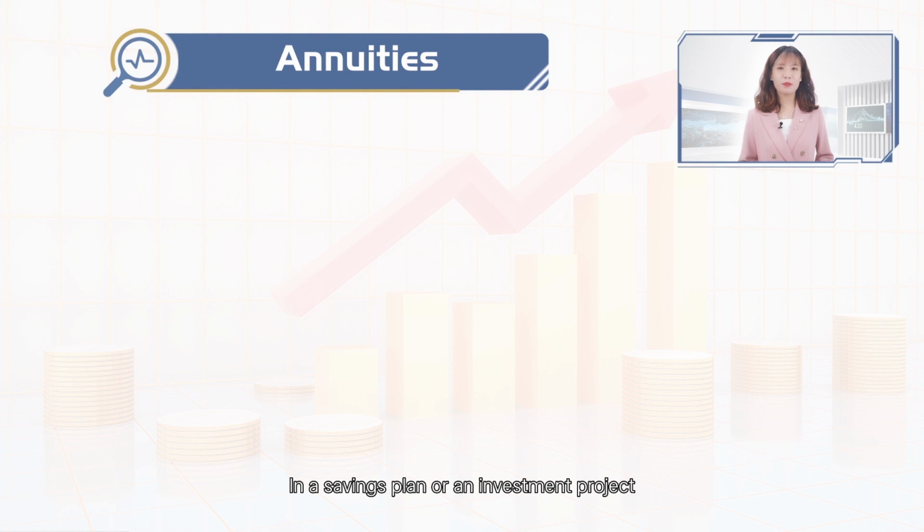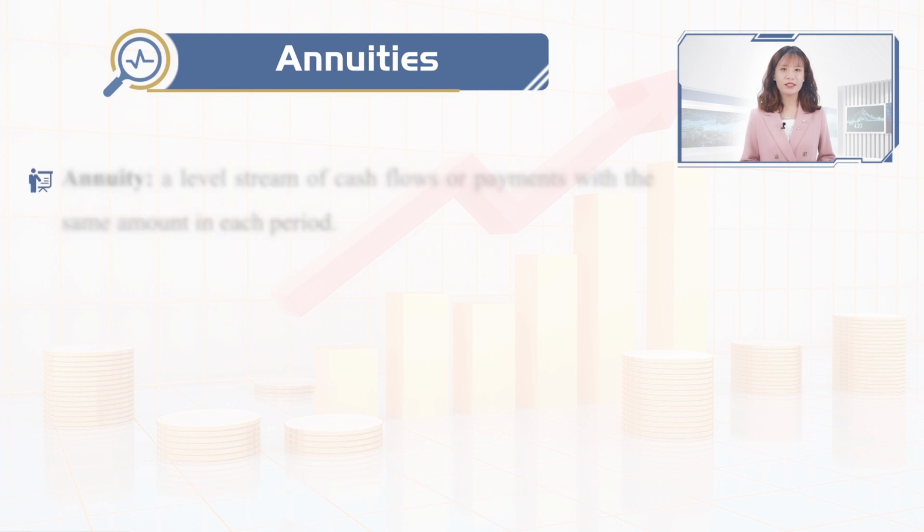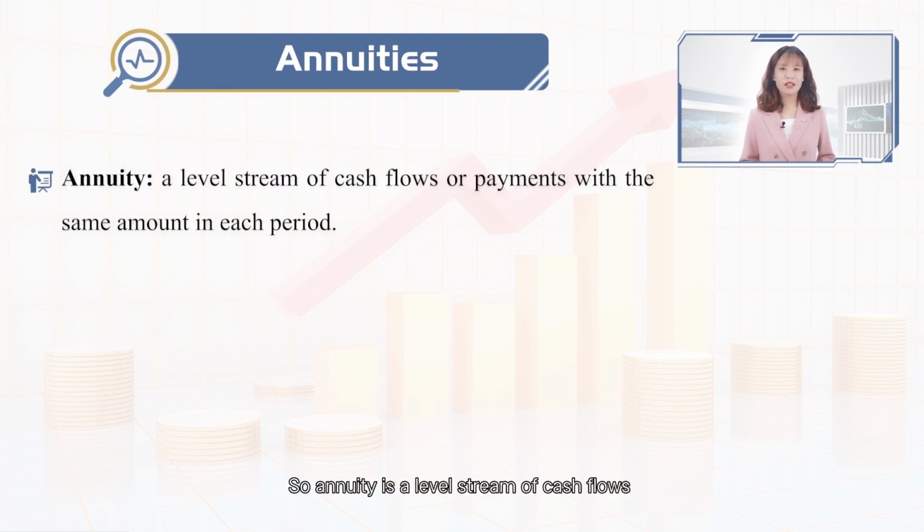In a savings plan or an investment project, the future cash flows are often the same each year, and in a loan repayment schedule, the payments of each year are also the same. Such a level stream of cash flows or payments is called an annuity. So, an annuity is a level stream of cash flows or payments with the same amount in each period.